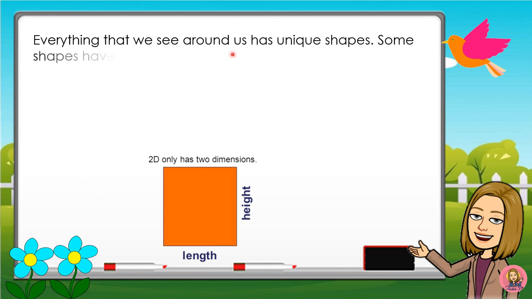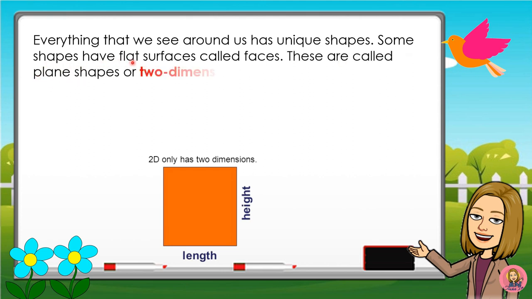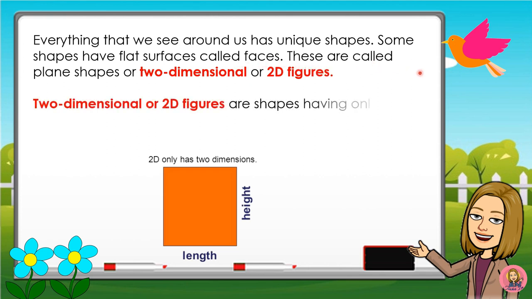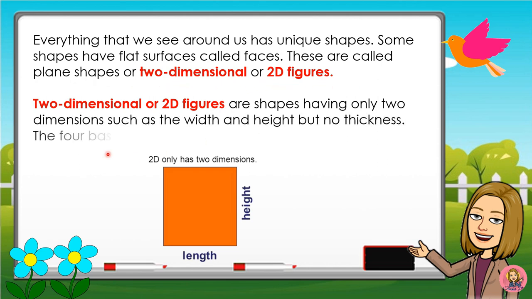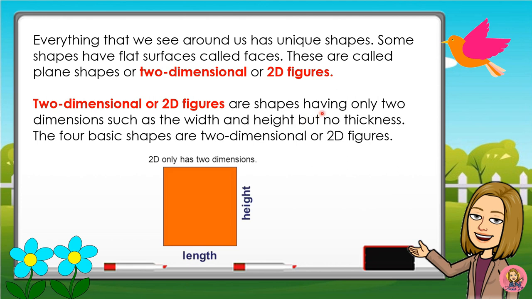Everything that we see around us has unique shapes. Some shapes have flat surfaces called faces. These are called plane shapes or two-dimensional or 2D figures. Two-dimensional or 2D figures are shapes having only two dimensions, such as the width and height, but no thickness. The four basic shapes are two-dimensional or 2D figures.